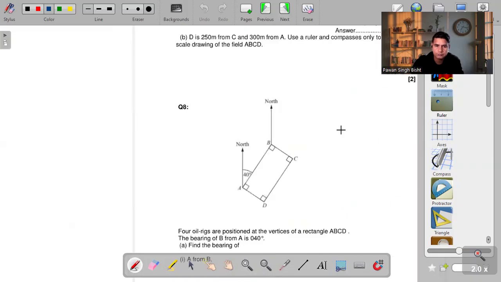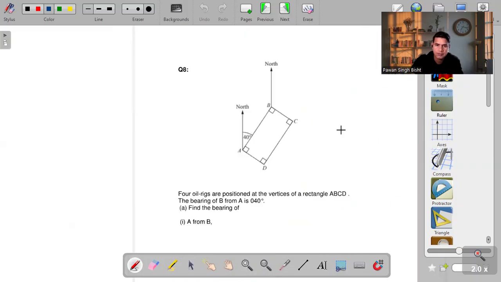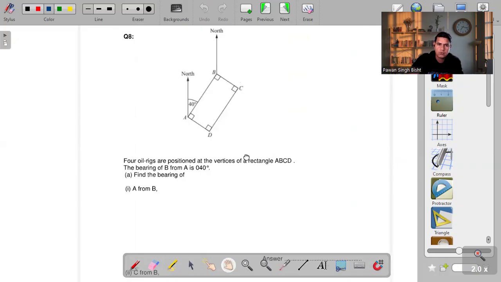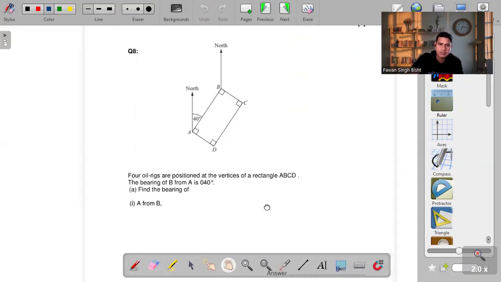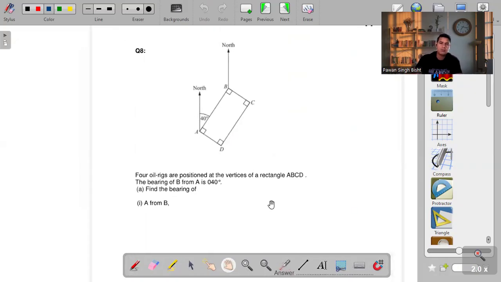Okay, now question number 8. 4 oil rigs are positioned at the vertices of a rectangle ABCD. So you see 4 oil rigs are there. They find the bearing of A from B. Okay, so basically you have to find the bearing of A from B, means this whole angle they are asking. Okay, this whole angle.